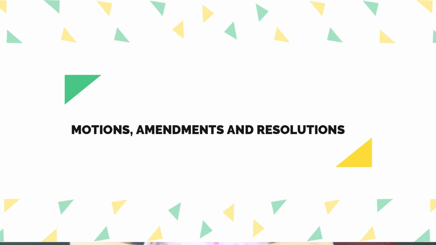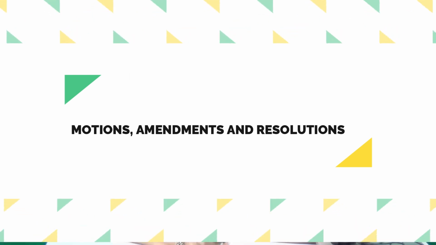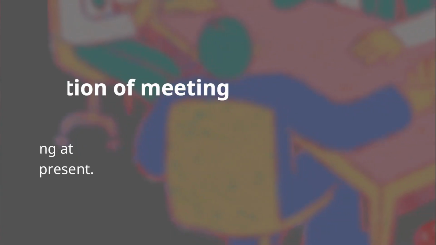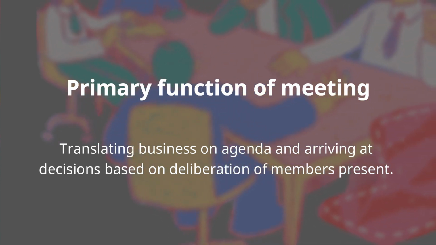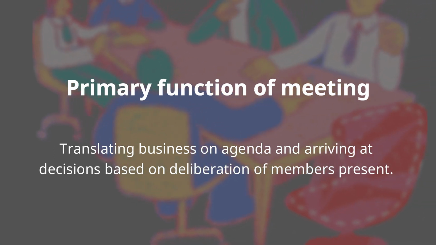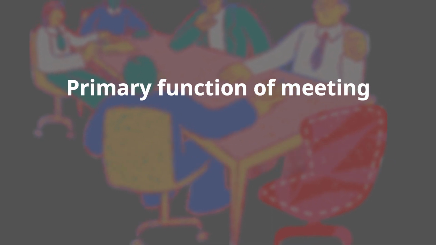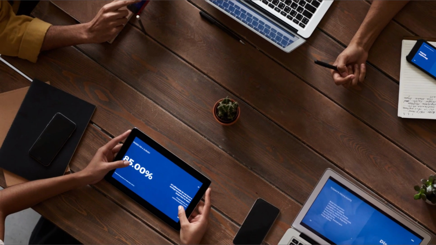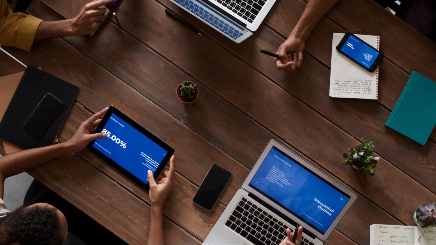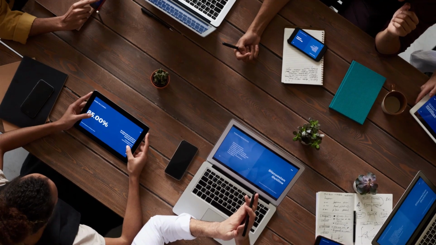Now, let's begin with motions, amendments, and resolutions. What is the primary function of a meeting? It is to translate business of the agenda and arrive at decisions based on the deliberations of the members present. This involves consideration of motions or proposals relating to items on the agenda, the debate and discussion that happens on the motion. Then there could be amendments that may be proposed, and the motion along with the amendments, if any, is voted, and then there is a formal resolution.